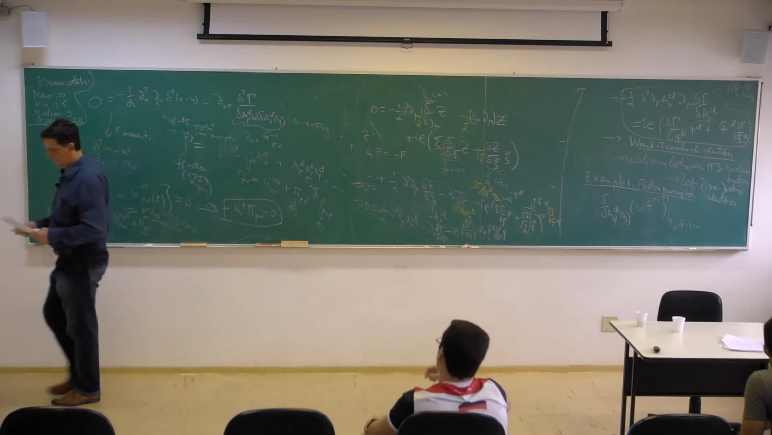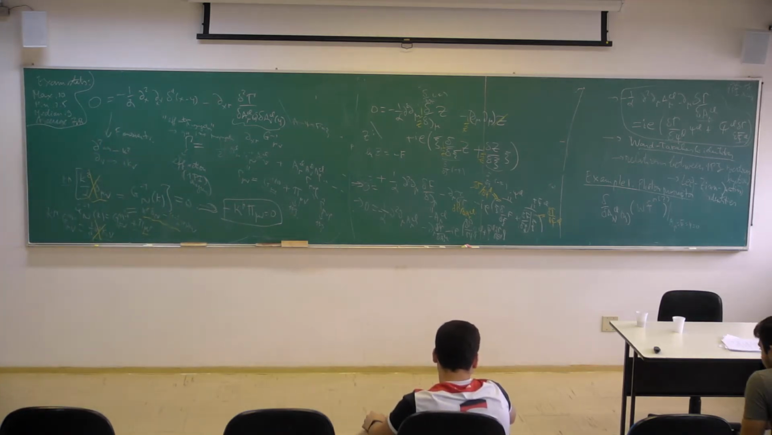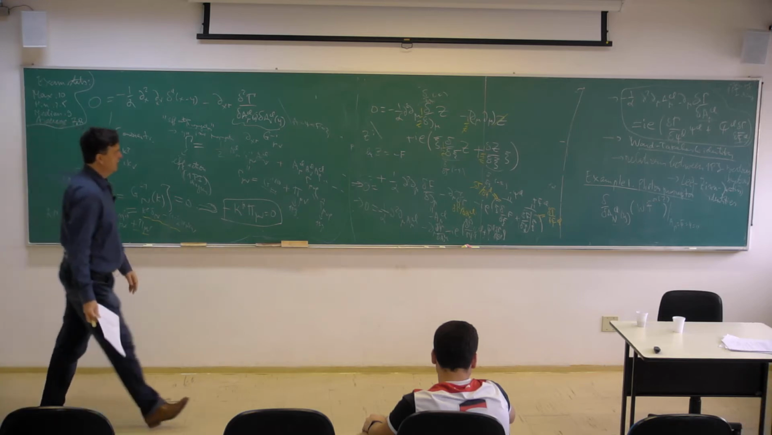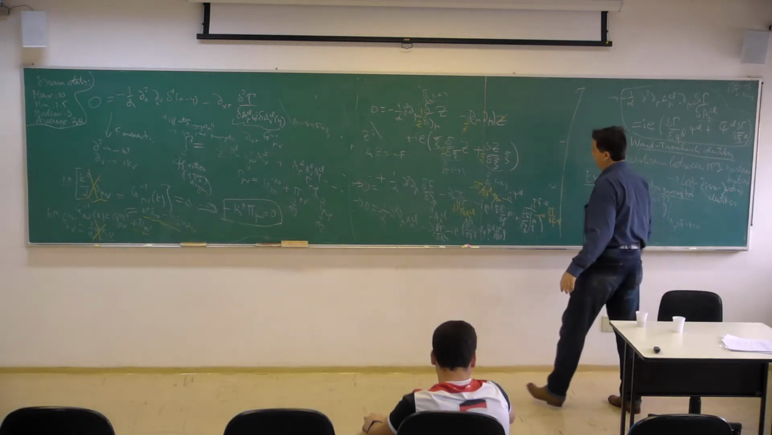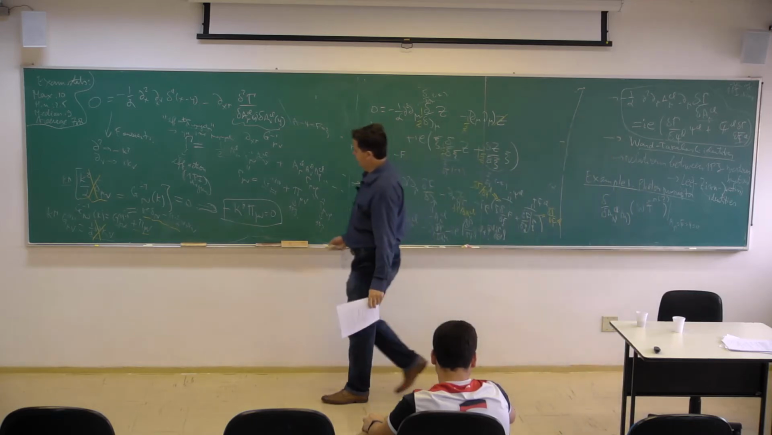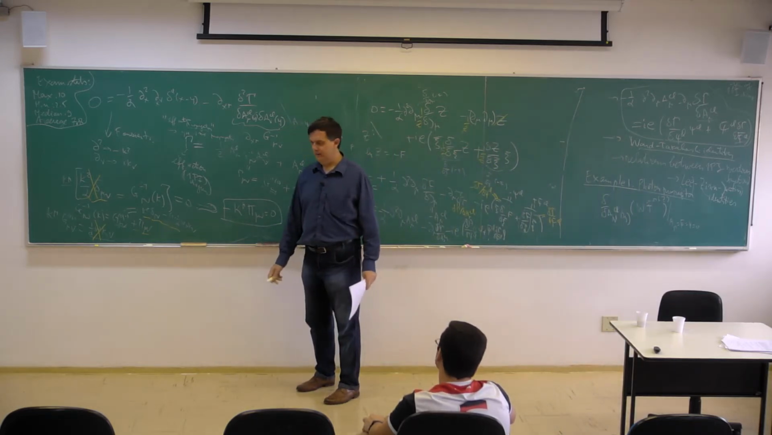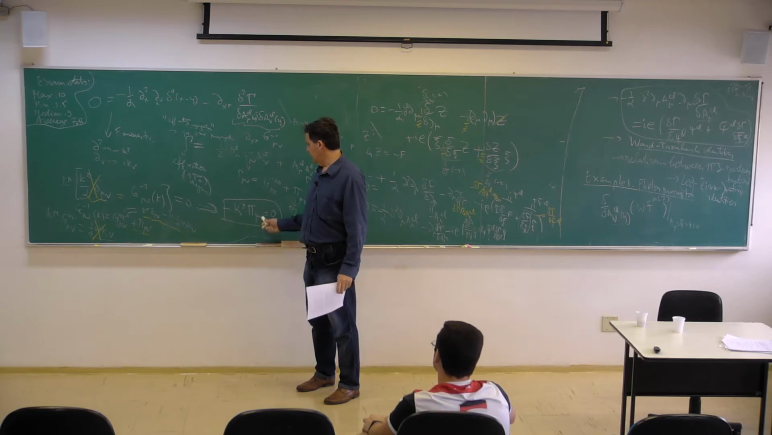All right. So our equation for the photon propagator gave us that the photon propagator, the 1 pi part, is transverse.